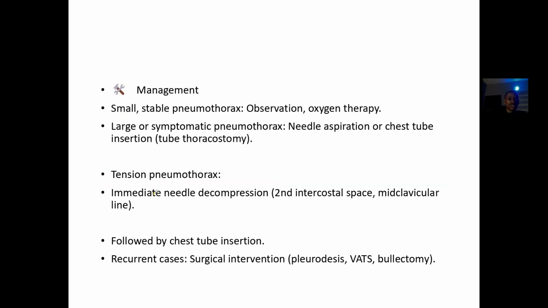Alright, so management: if you have a stable pneumothorax, observe, and place the person on oxygen. If there's a large or symptomatic pneumothorax, needle aspiration or chest tube insertion, that's tube thoracostomy. For the tension pneumothorax, you have to put a needle there to let out the air, okay, then followed by chest tube insertion and the rest of it.